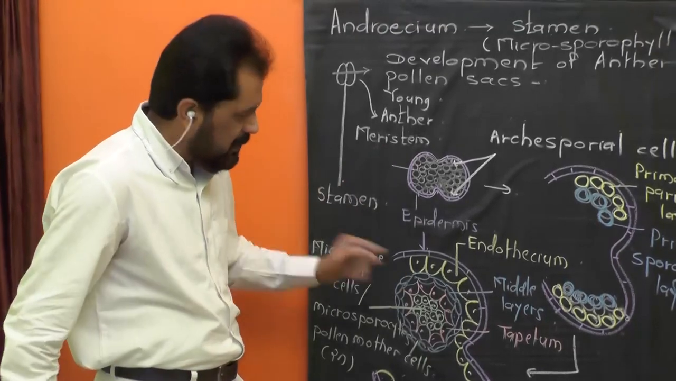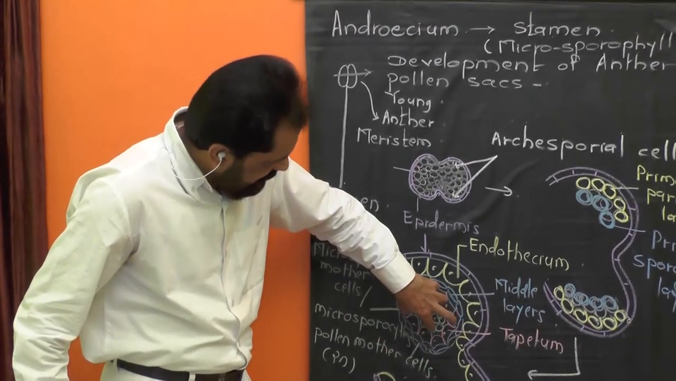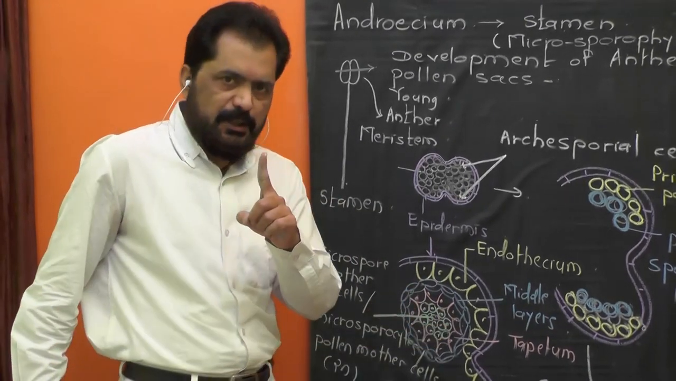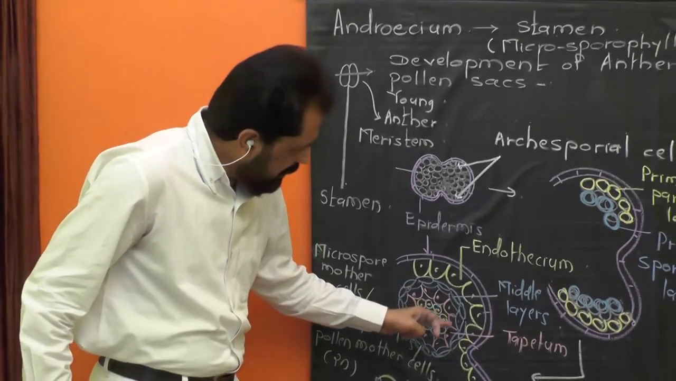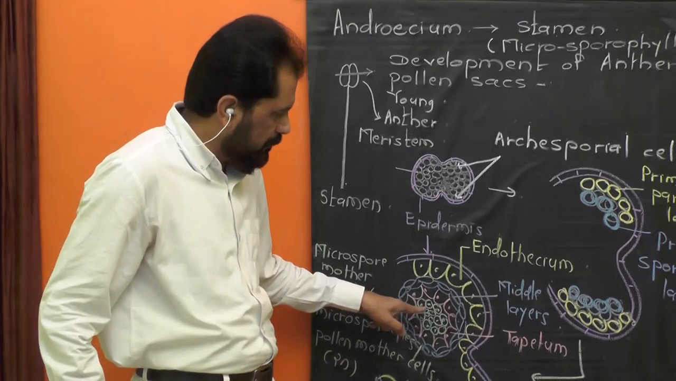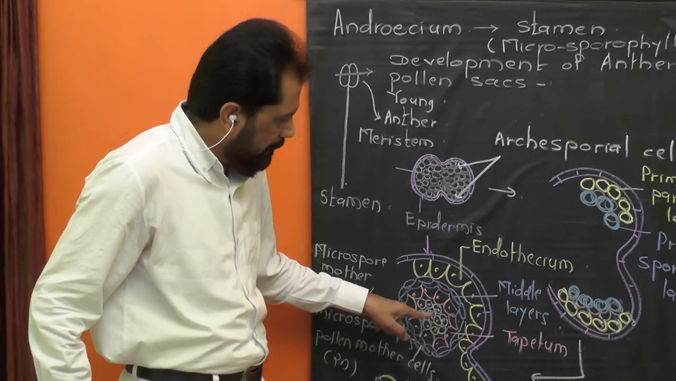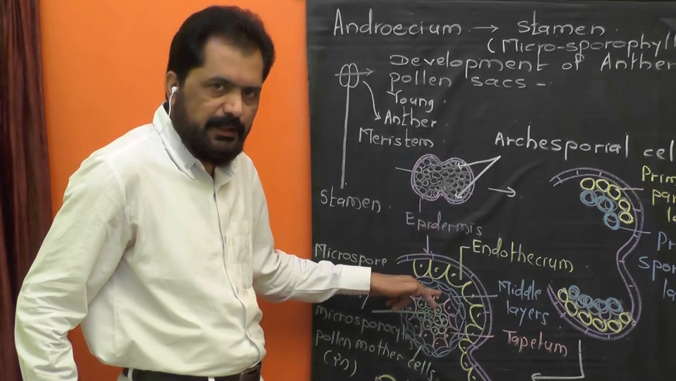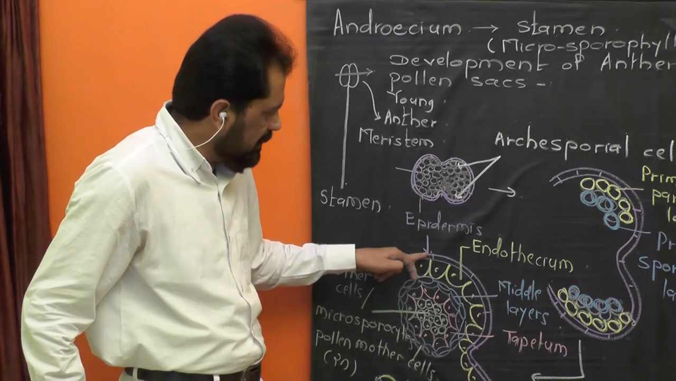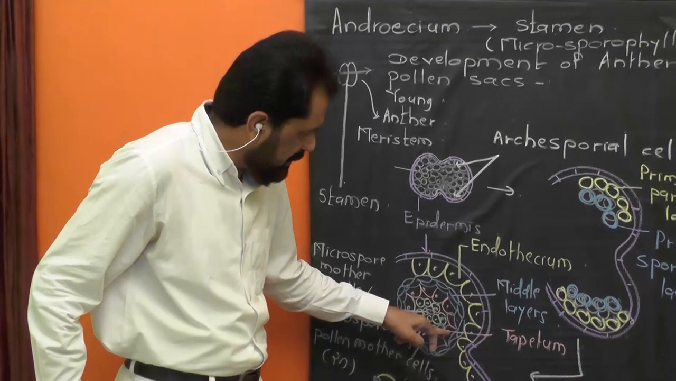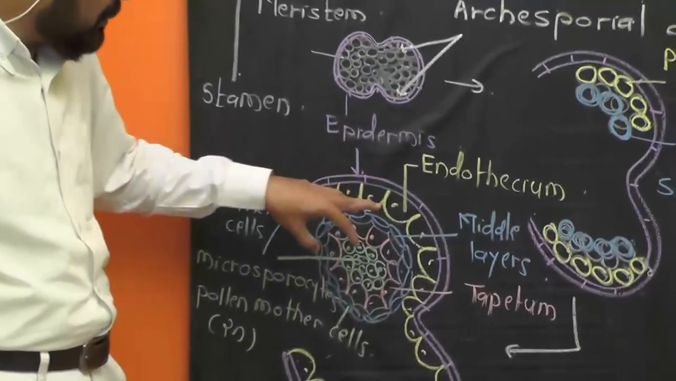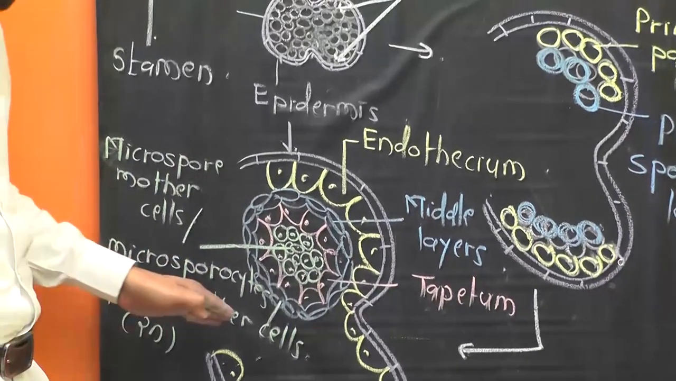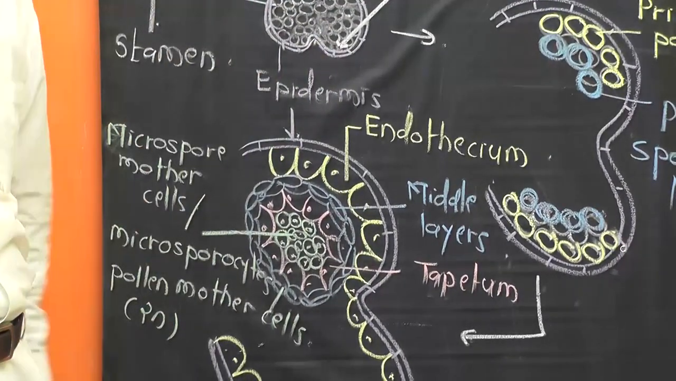Okay, now here please look at the diagram. This single structure represents one pollen sac. Means here the pollen sac is surrounded by four layers, from periphery to inner, such as epidermis, endothelium, middle layers, tapetum, and it encloses a mass of cells known as microspore mother cells, microsporocytes or pollen mother cells. All these are diploid in nature.